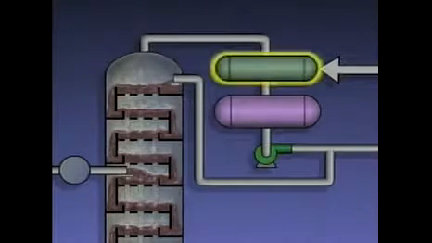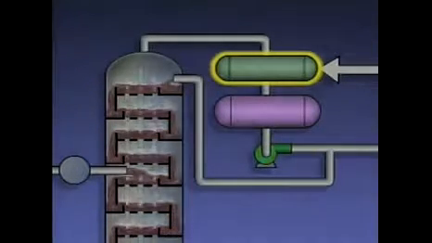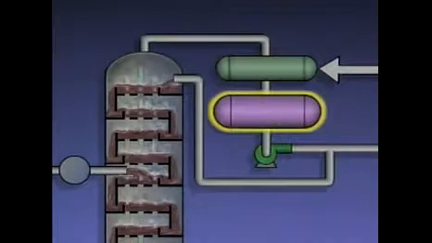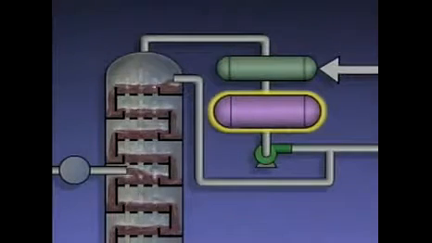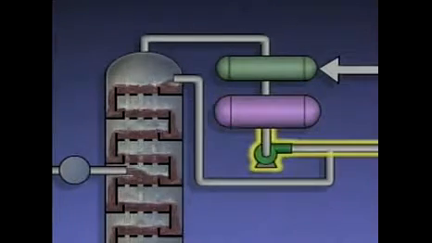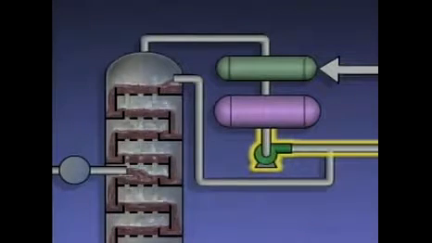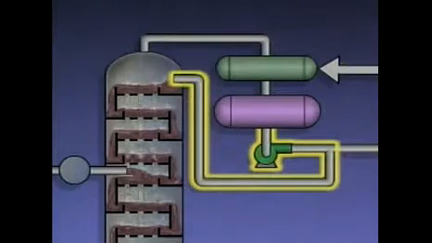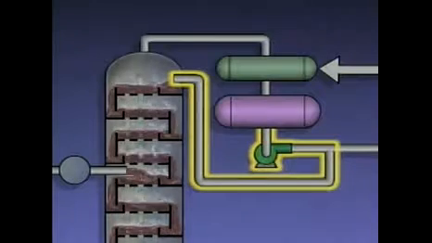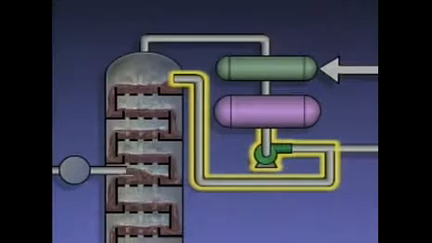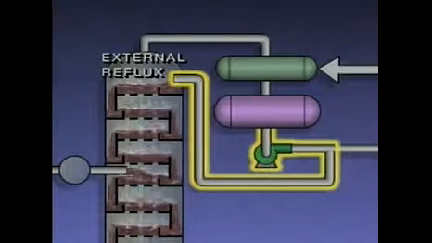The vapors coming off the top of the tower are condensed in a condenser and then collected in a receiver. Part of the liquid from the receiver is sent to storage or to other units in the plant as the tower's overhead product. The rest of the liquid is pumped back into the top of the tower. The liquid that's reintroduced into the tower is called external reflux.